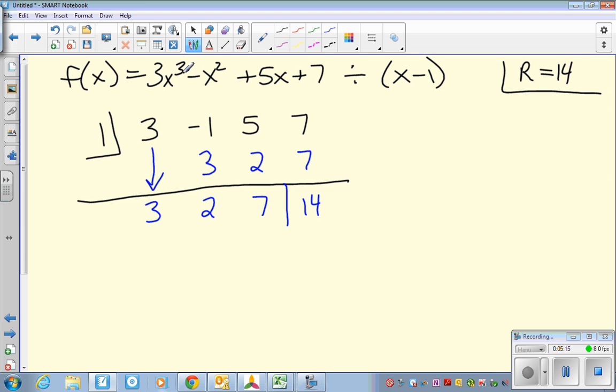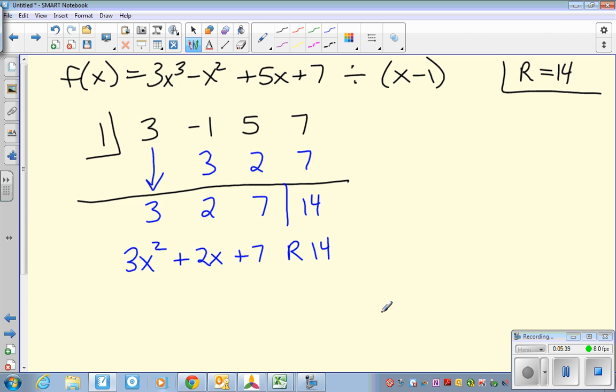If we start with x cubed, our answer is going to have a degree that is 1 less. So our answer would be 3x squared plus 2x plus 7. See how I got those numbers? And the remainder is 14. We'll talk about what the remainder means on Friday and what we'll do with that and why we're doing this. But right now, this is just how you do it.